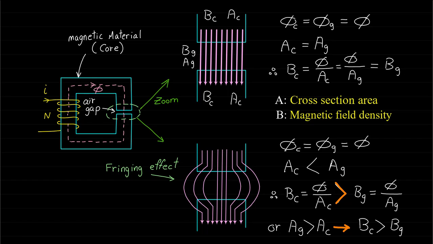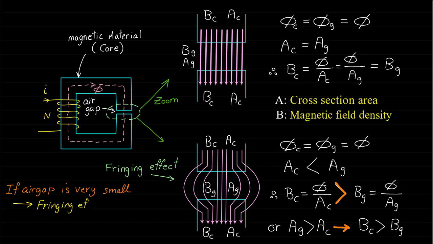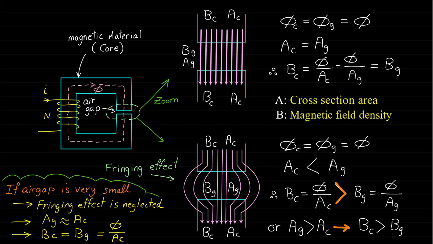It should be noted here that if the air gap is very small, the fringing effect can be neglected. Therefore, we can assume that Ag equals Ac, and therefore Bg equals Bc, which equals phi over Ac. In practice, if we need to add an air gap to a magnetic circuit, the air gap will be divided into several small air gaps to reduce the fringing effect.